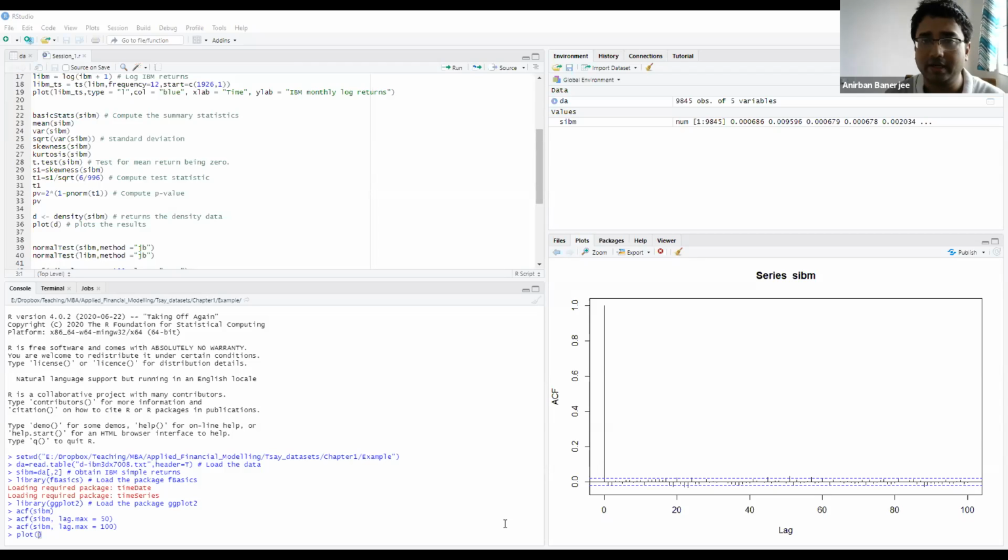So you are saying that the lower part of my shared screen is not clearly visible to you? Yes, sir. The last part I can see is ACF SIBM lag max equal to 50. The rest you are not able to see. Okay. Fine.